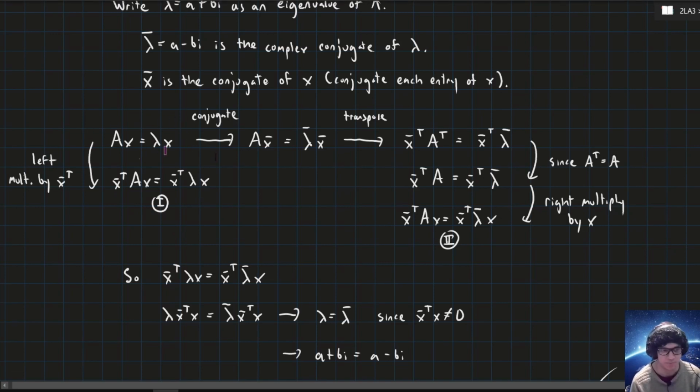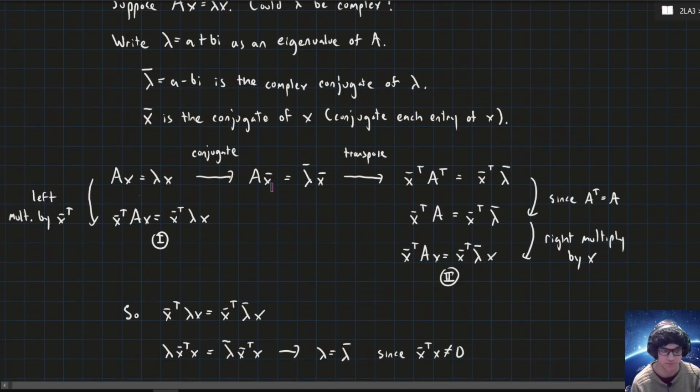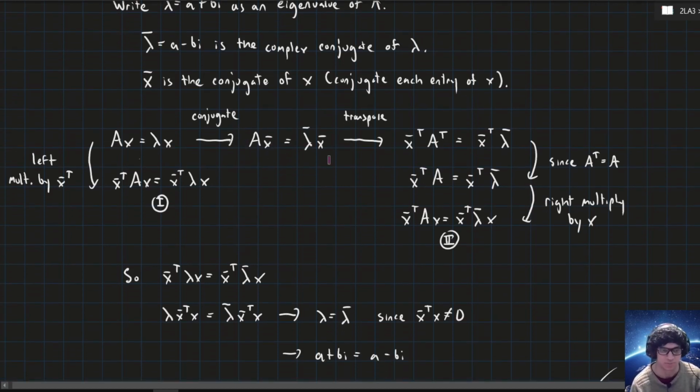What else can we do with it? We can take the conjugate of both sides of this expression to get this. So we get A times x bar equals lambda bar x bar. I don't write the conjugate of A because, since I know A is a real matrix, the conjugate is just equal to A, right? So I don't need to write A bar. The rest are potentially complex, so that's why I write the bars.